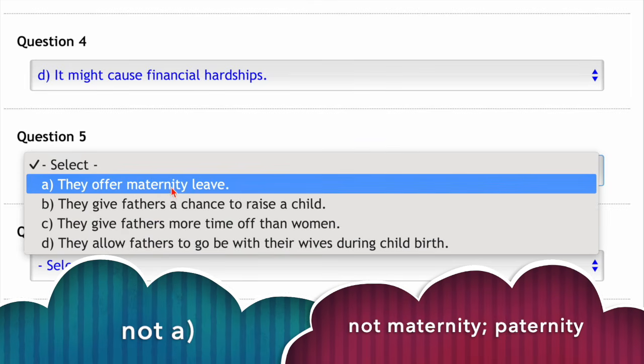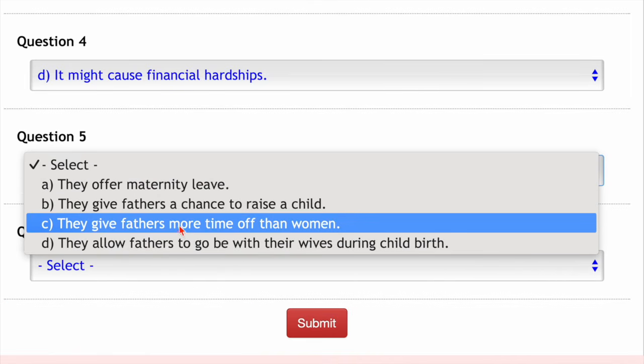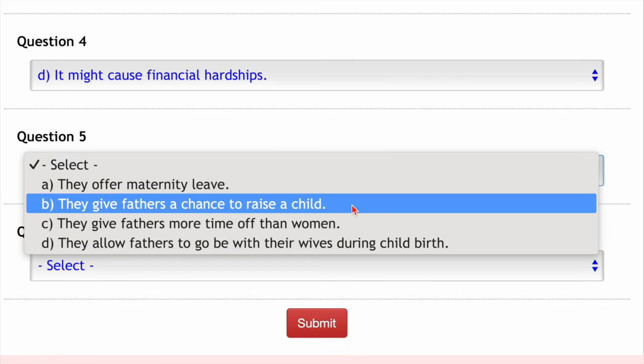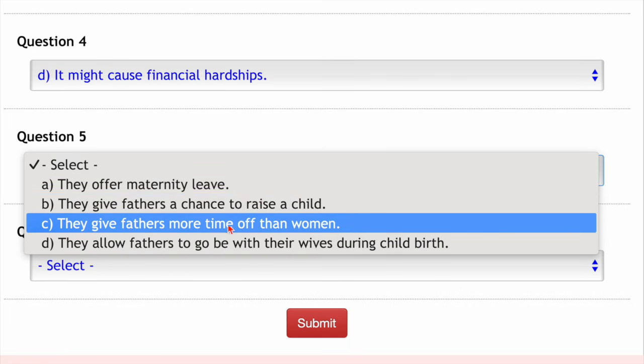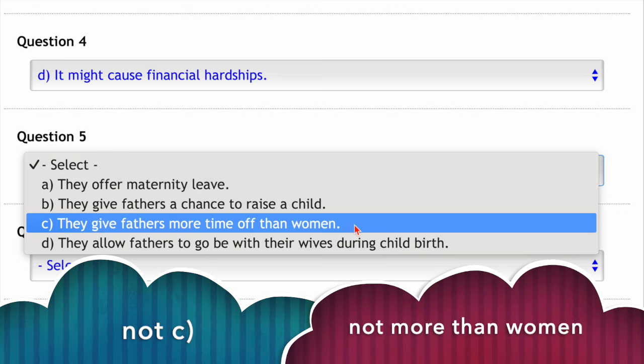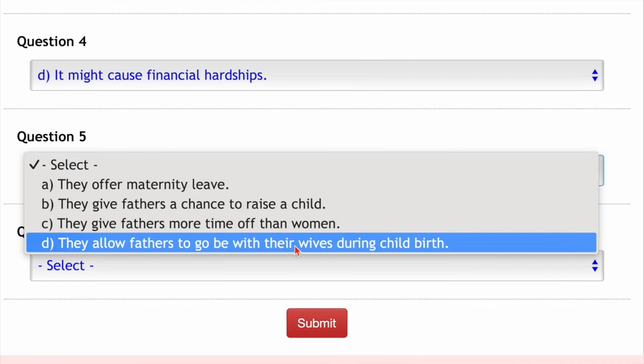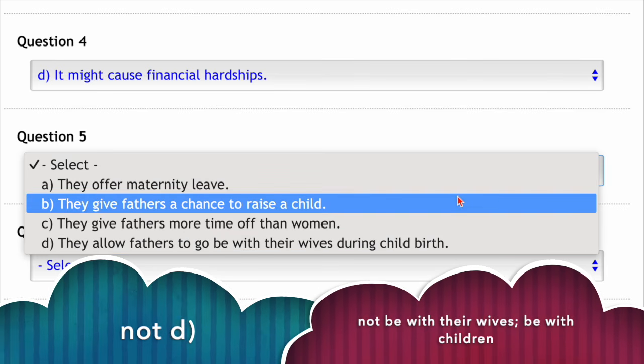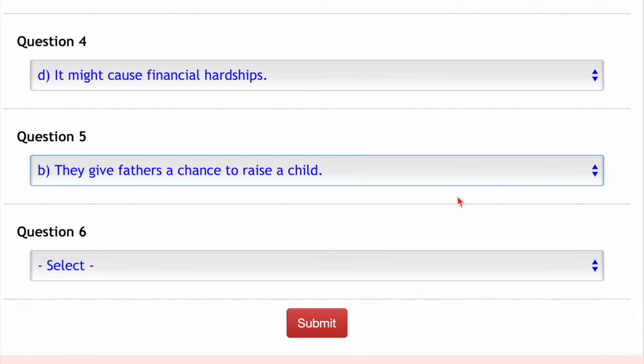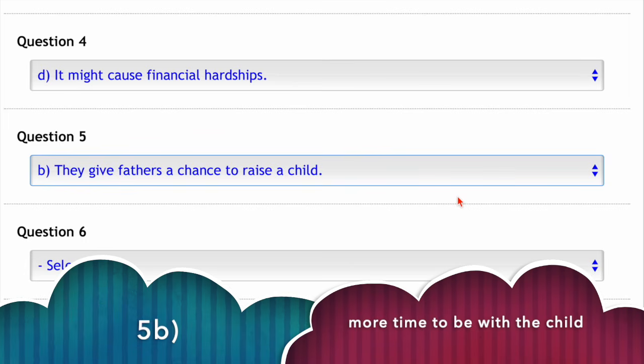So, not maternity leave, that's for mothers. Maybe be more time off, more than women? No. Just be with their wives, be with the children, not during childbirth. So it looks like B is the answer. More time to be with the child. Okay.